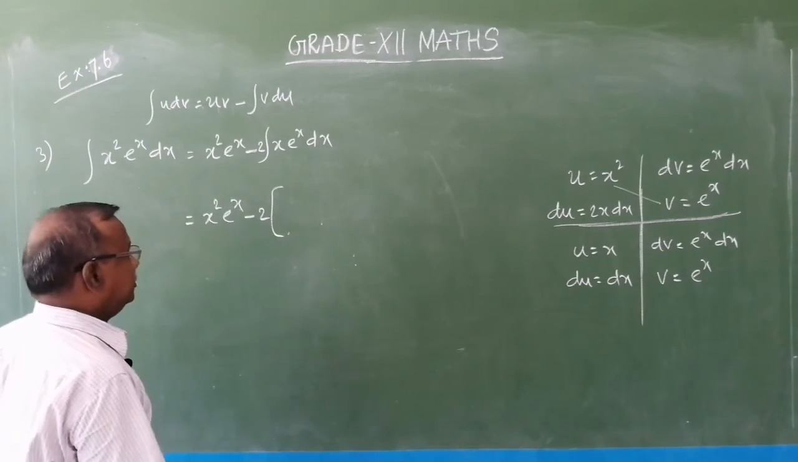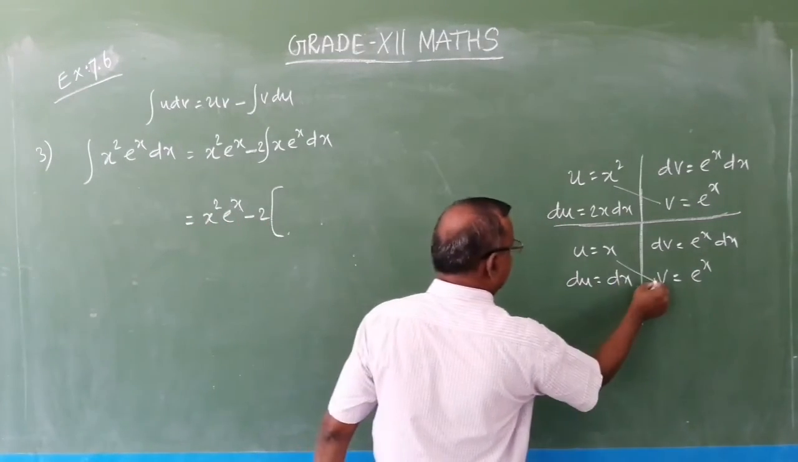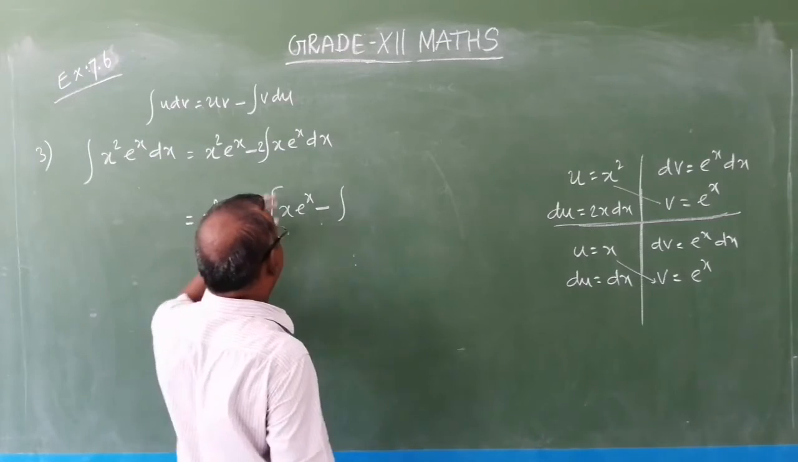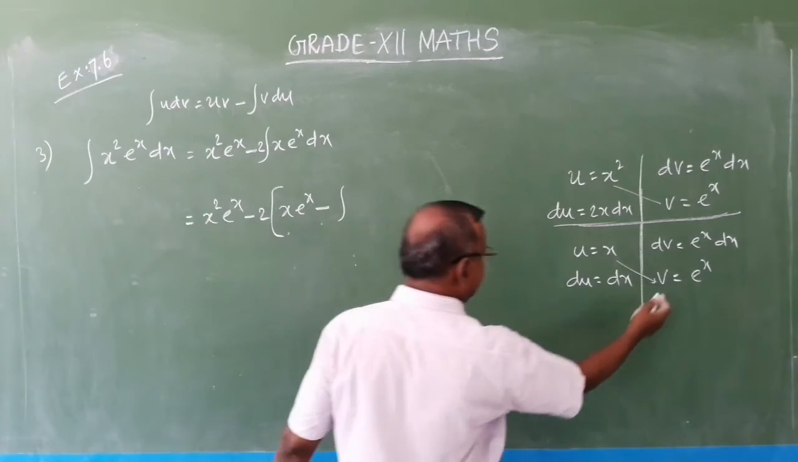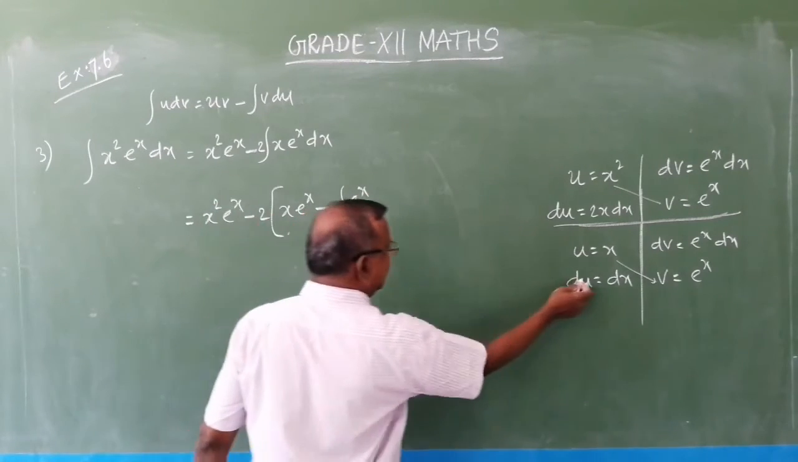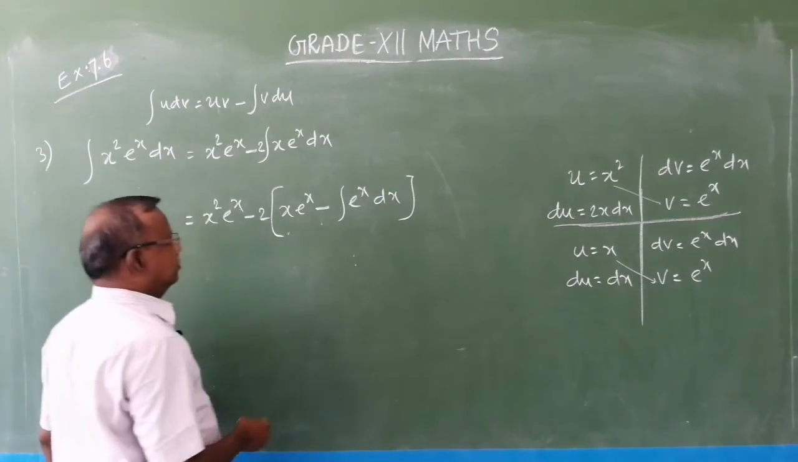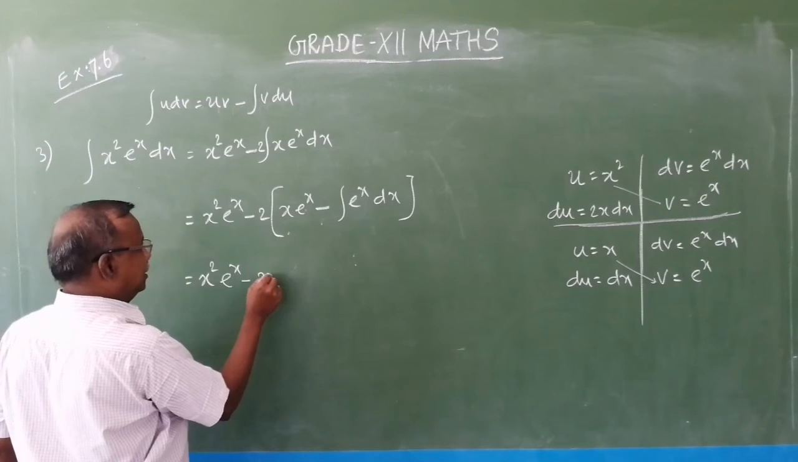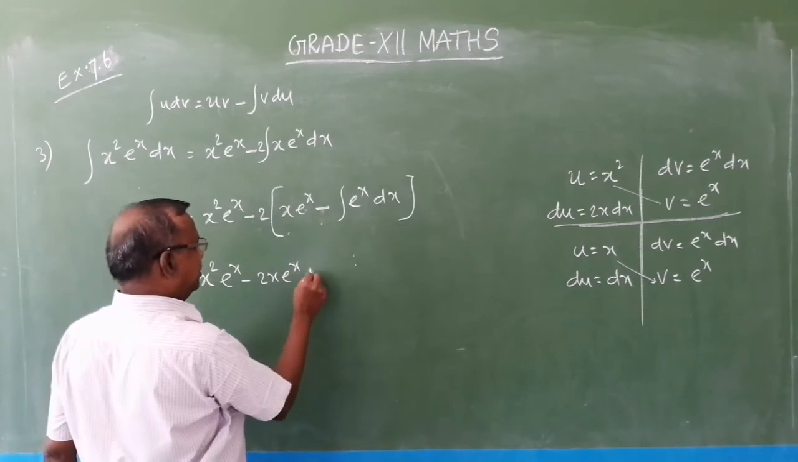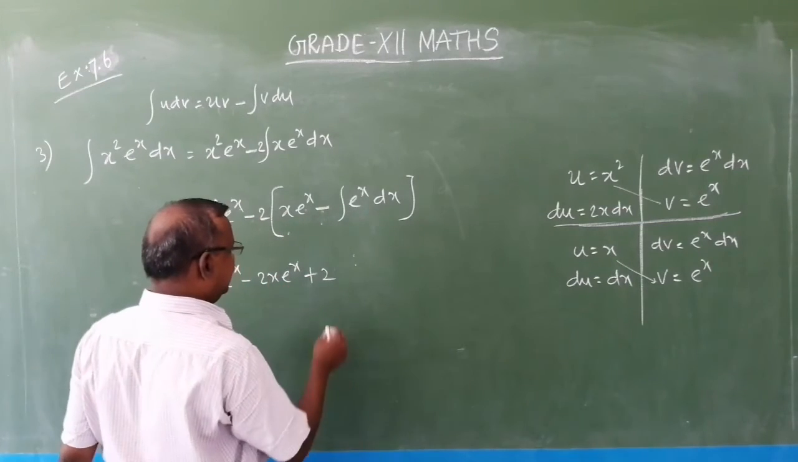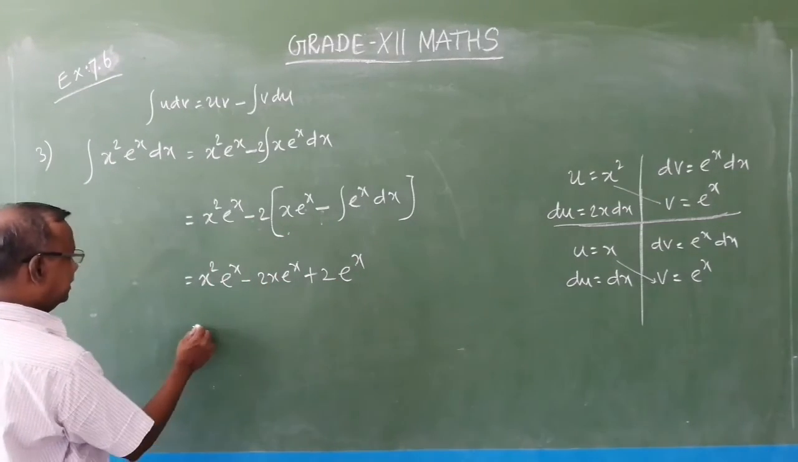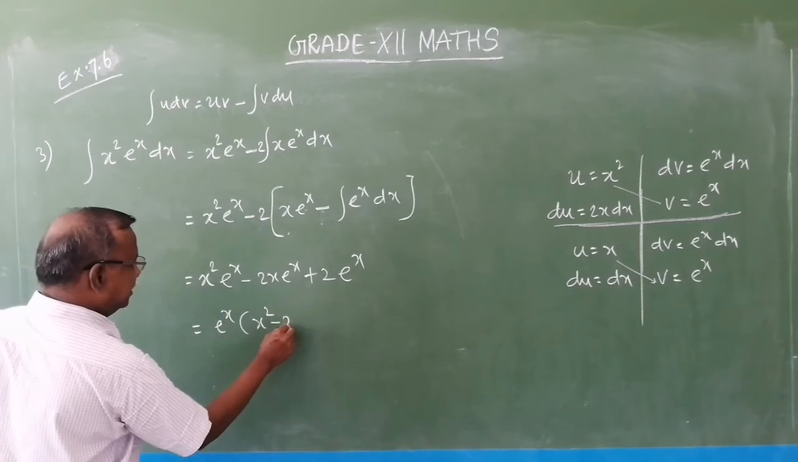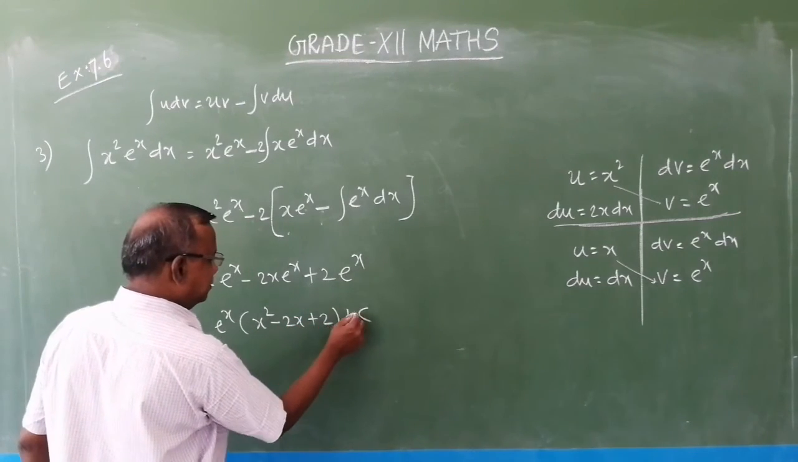Now, again uv means x into e power x minus integral v du. V means e power x, du means dx. That is equal to x square e power x minus 2x e power x plus 2 into e power x, integrating e power x we have e power x only. So, taking e power x as common, we have e power x into x square minus 2x plus 2, plus c. So, this is the answer.